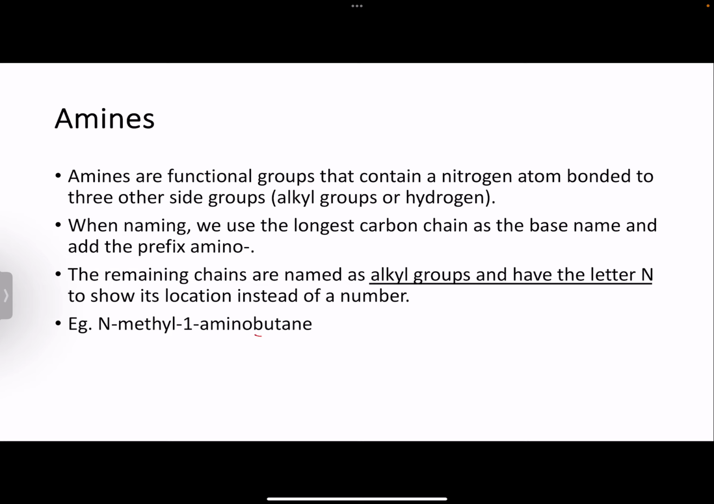Scanning from the right-hand side, I see this BUT, the but prefix, so I know that I'm working with a 4-carbon chain. All right, on carbon 1, there is an amino group. So let's do it from this side. And an amino group is just a nitrogen. So that's all that means here. Nitrogen bonded to something else.